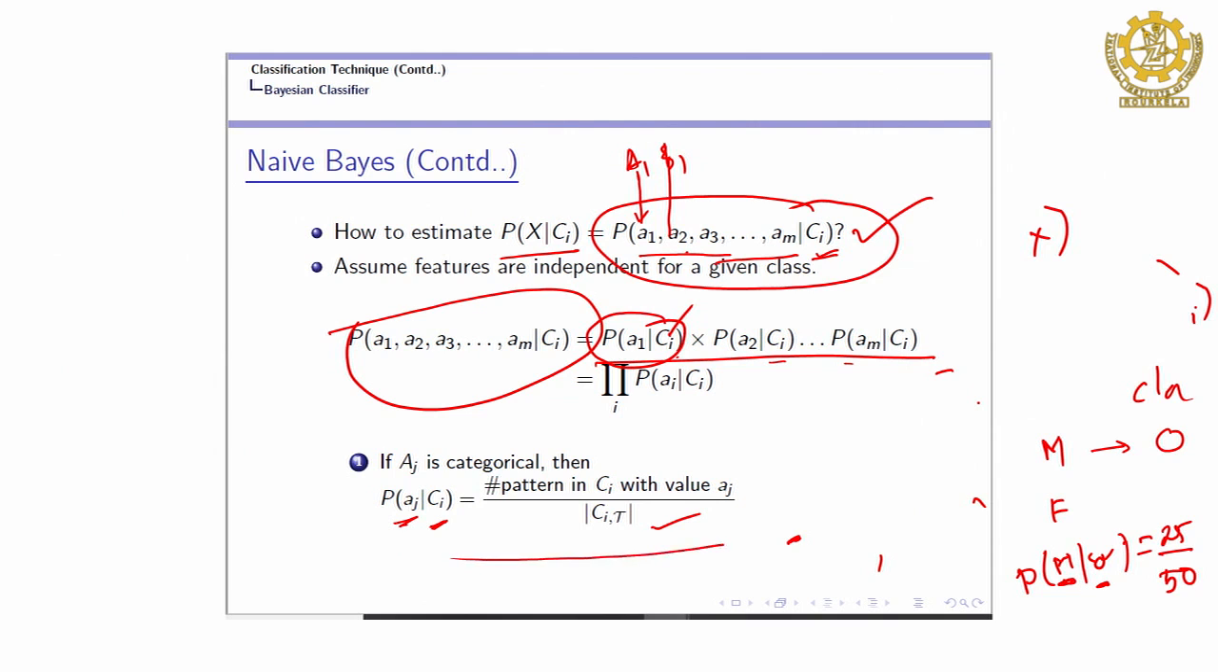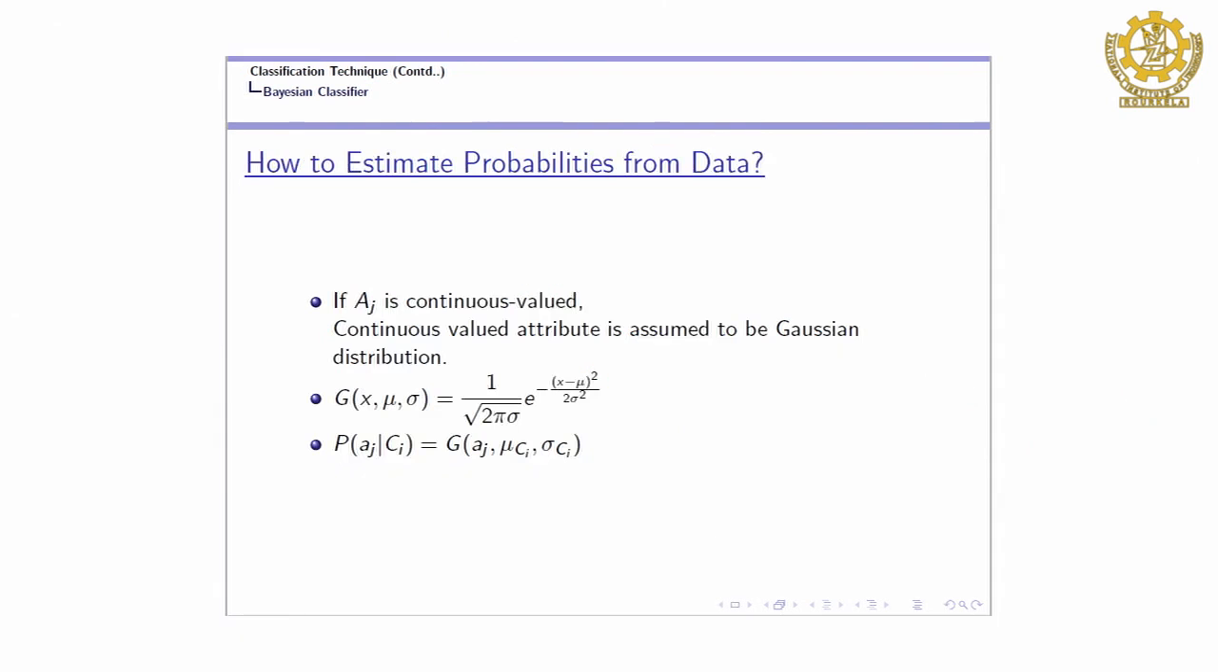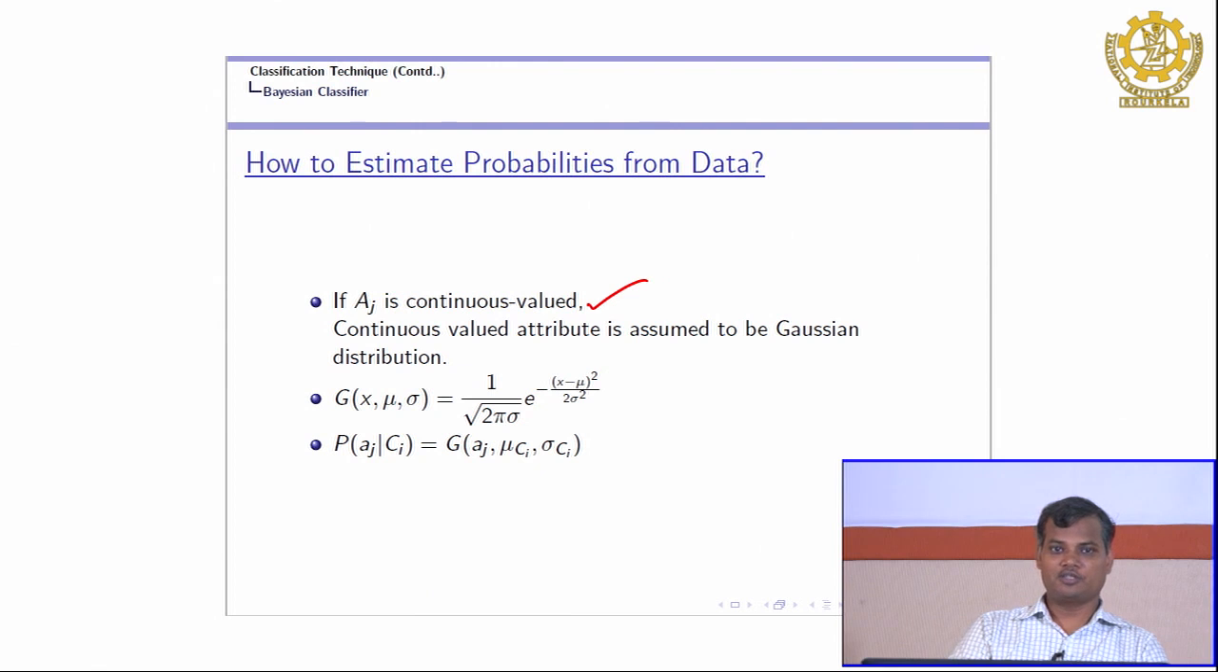Categorical attributes mean you can count the number of values in a particular feature. Now, if it is a real number, you cannot count how many values there are. So, in the case of real numbers we use a different approach. If A is continuous valued, we assume that the continuous valued feature, let us say income here, follows the Gaussian distribution. So, it is a 1D Gaussian distribution, and we can write it like this.